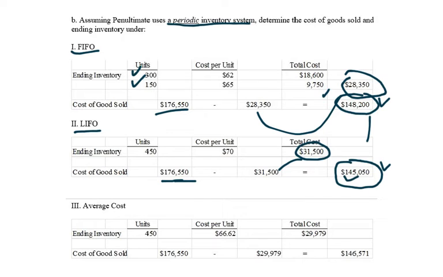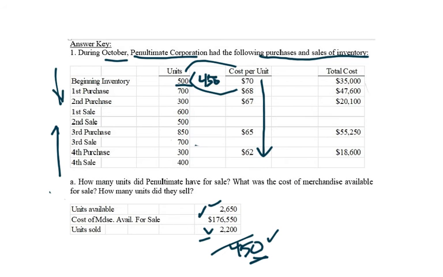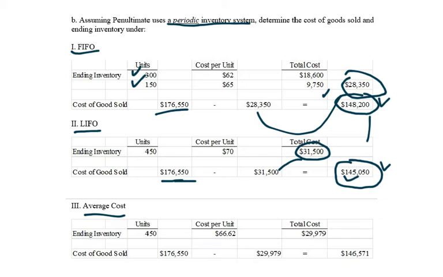All right, so the last one we're going to investigate is average cost. So for this one, again, all we want to do is a weighted average. So we just take what? We take our 176,550 divided by 2,650 right there, and we're going to get an average inventory cost, rounded to the nearest penny, of $66.62 per unit. Multiply that by the 450 sitting in ending inventory and round to the nearest dollar. Again, how you punch this in your calculator, you may be plus or minus $1 different from what I'm showing you here. So $29,979 or 980 is the other variance you'll see here.